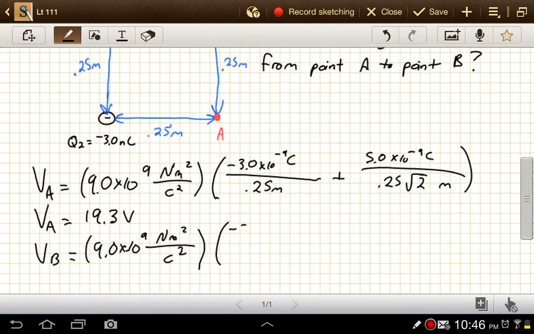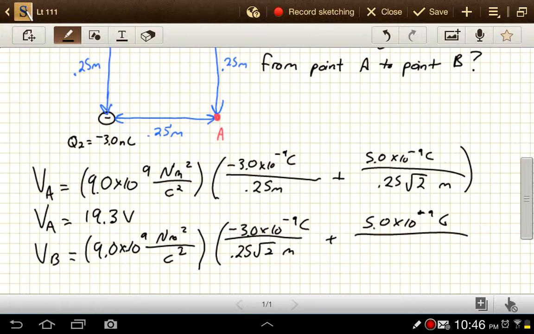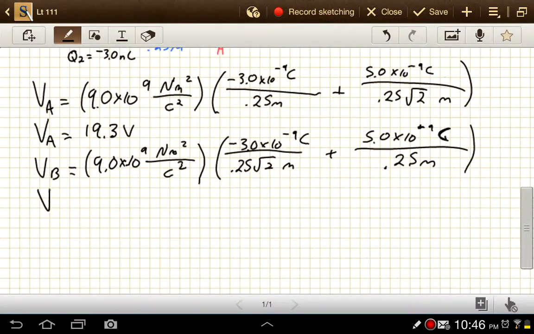So negative 3.0 times 10 to the negative 9th coulombs divided by 0.25 times the square root of 2 meters, plus 5.0 times 10 to the negative 9th coulombs divided by 0.25 meters. And so for the electric potential at point B, we get now 103.6 volts.